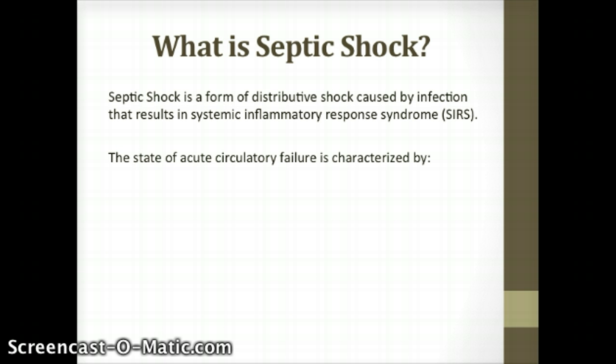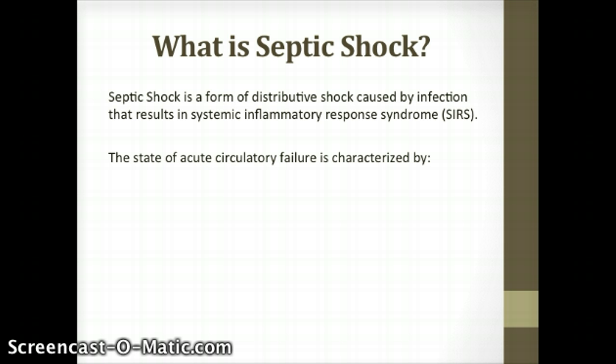So what exactly is septic shock? It's firstly a form of distributive shock that results from a severe systemic response to bacteremia or infection and causes life-threatening hypotension. Simply put, the state of circulatory damage is unique in septic shock.